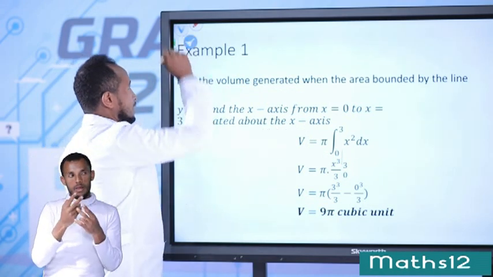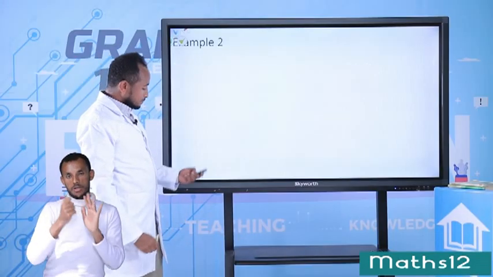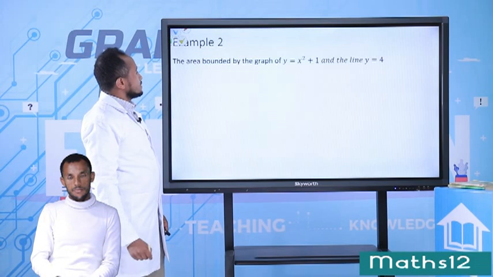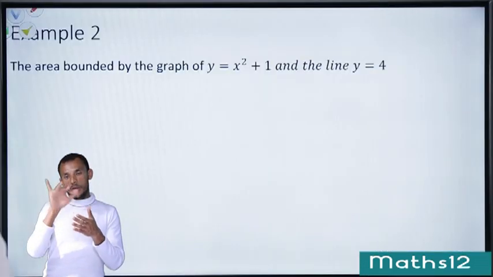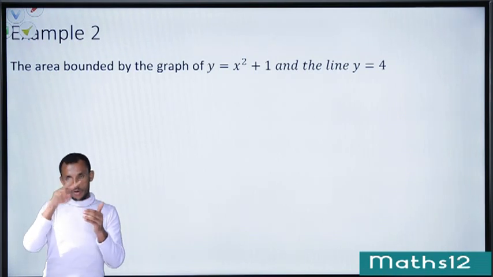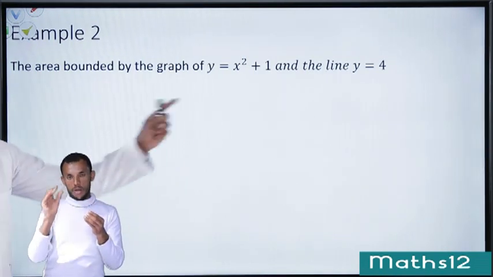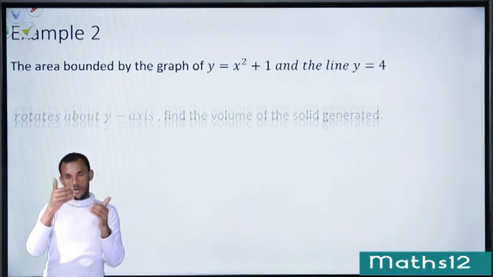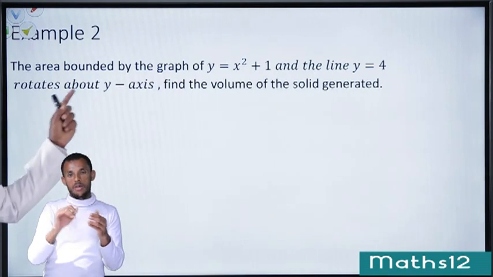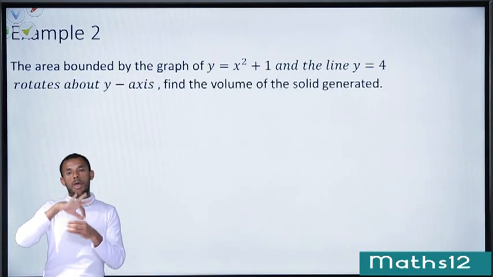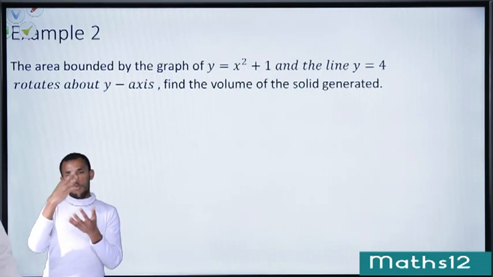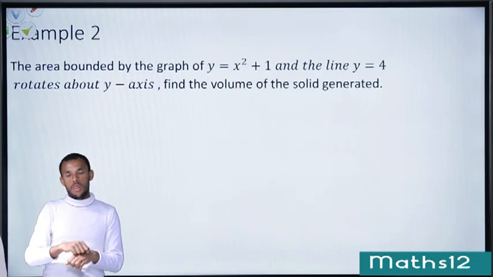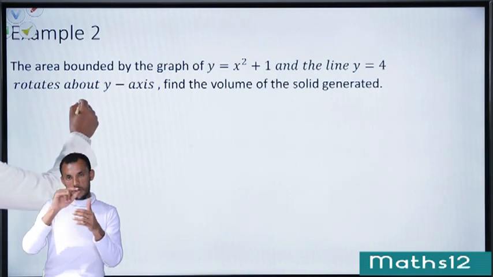Now let's see another example. The area bounded by the graph of y is equal to x squared plus 1 and the line y is equal to 4 is rotated about the y-axis. You are asked to find the volume of the solid generated. So let's draw the graph first.